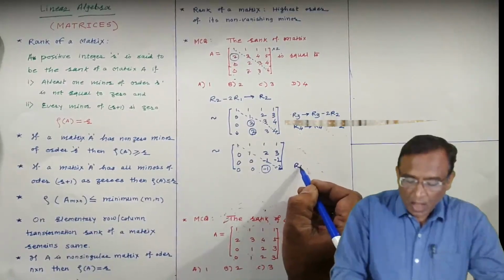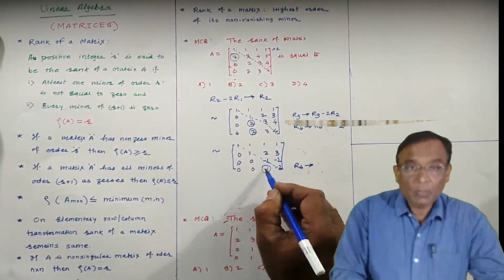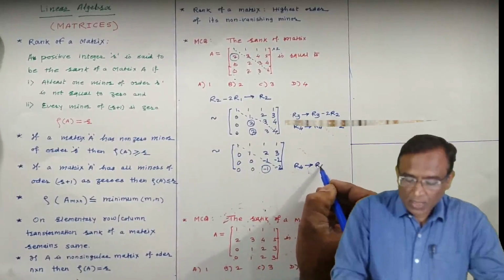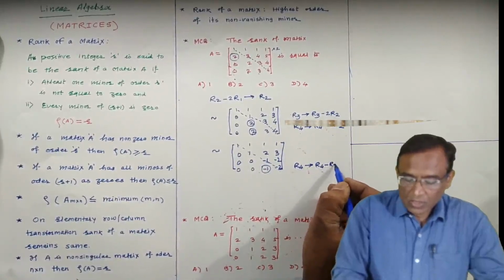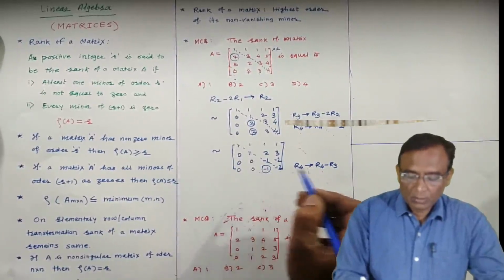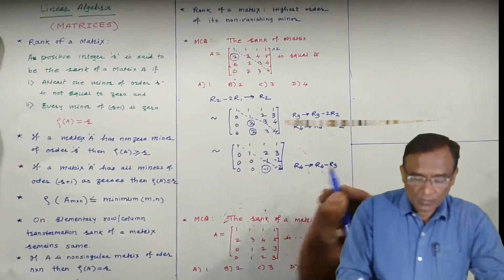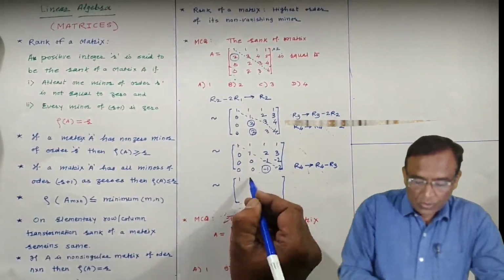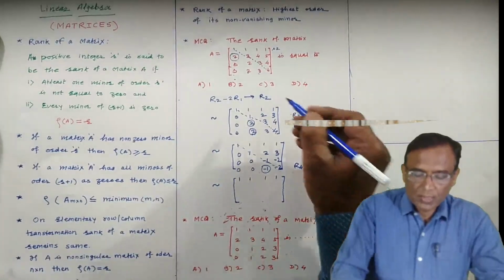So how do you get it? Because this is an element of R4, the fourth row, R4 gives R4 minus R3. Since this is an element of the third column, R3 must be used. Now this is similar to the first row as it is, which we have used here.